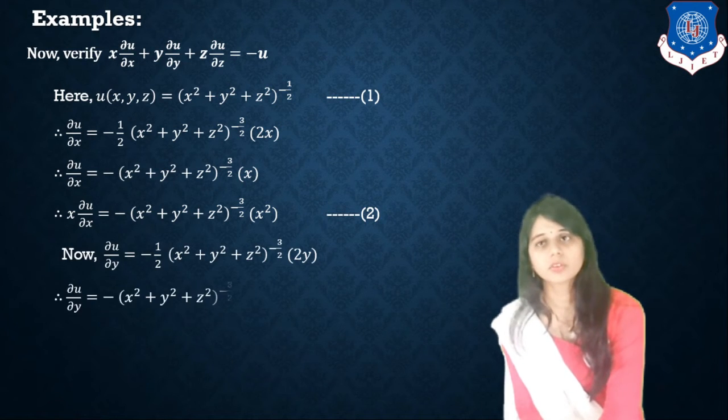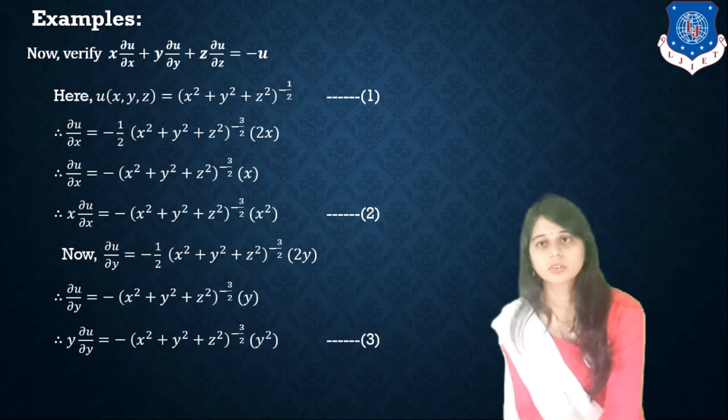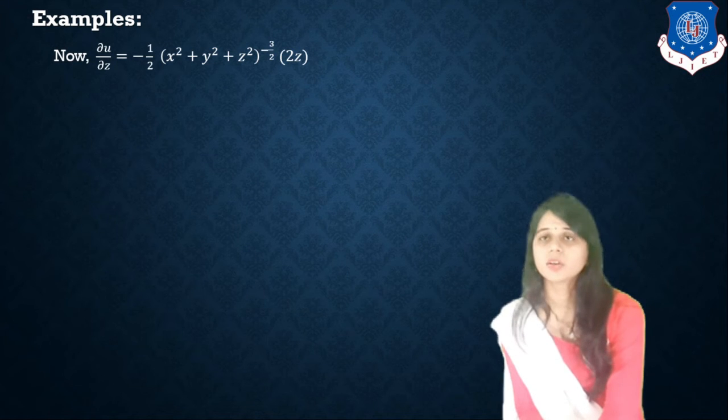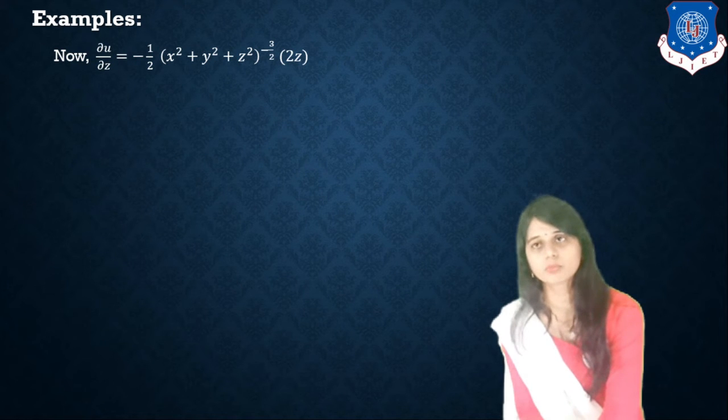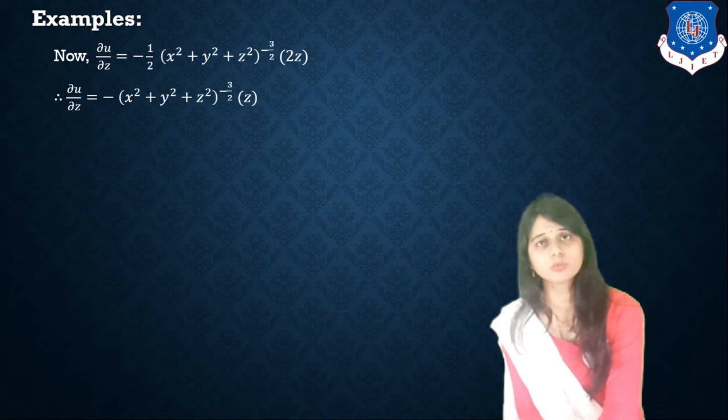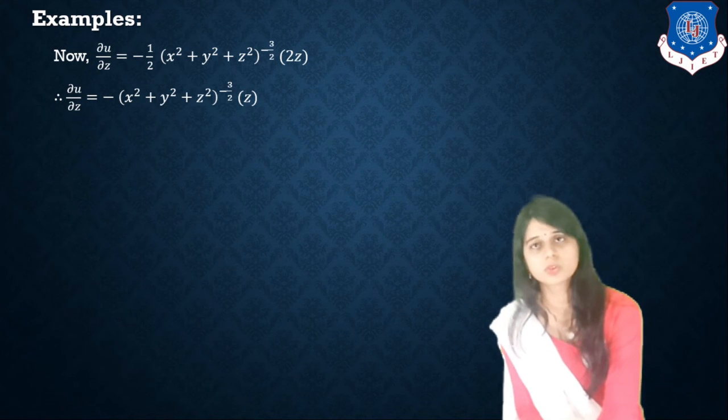Similarly, for del u by del y, we get del u by del y equals minus (x square plus y square plus z square) raised to minus 3 by 2 into y. That is our equation number 2. Same for del u by del z. We differentiate u with respect to z, then we get minus 1 by 2 (x square plus y square plus z square) raised to minus 3 by 2 into 2z. So del u by del z equals minus (x square plus y square plus z square) raised to minus 3 by 2 into z.